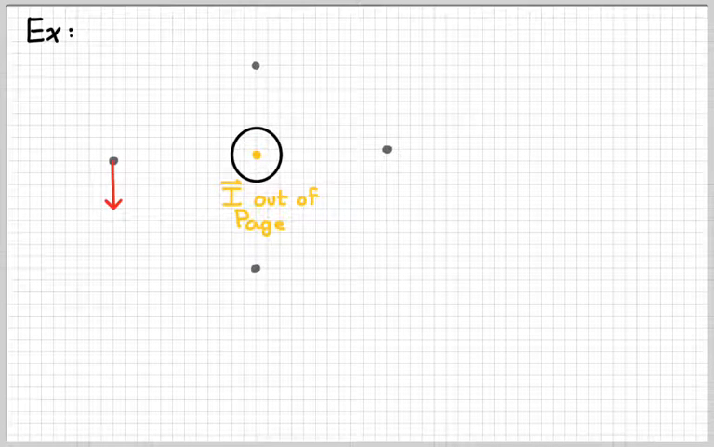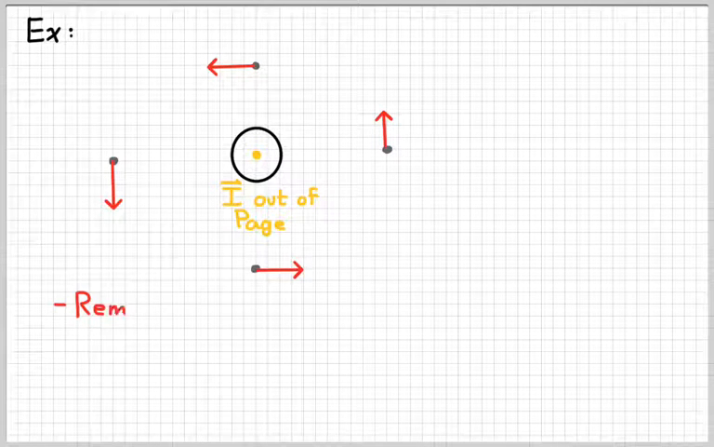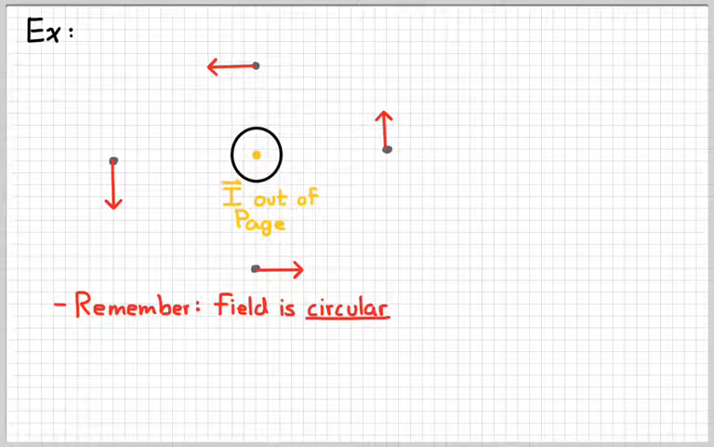Over on the left side, I got it to be pointing down. So if your thumb's pointing out of the screen, and then you rotate your fingers to the left, then your fingers would be pointing downward. And if you kind of pull your fingers back, so now they're on the right side, they would be pointing upwards. If your fingers are above the wire, they should be pointing to the left, and below the wire, they should be pointing to the right. So it's real important to remember that the magnetic field around a wire is circular. That'll help us fill in some of those gaps.